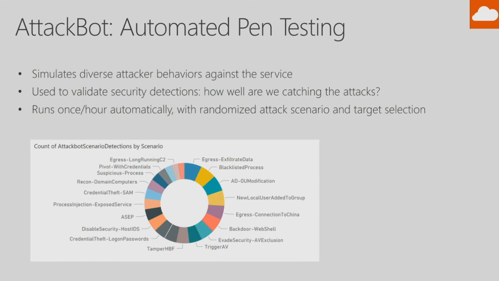AttackBot simulates the red team and finds new ways to attack the servers on a daily basis. We run AttackBot once an hour, and we simulate attacks on various different scenarios and different targets. And this is something directly from our service, from our data center. So you can see this is one of the AttackBot results. We run all kinds of attacks, like trying to run blacklisted processes, and trying to exfiltrate data. So continuously AttackBot is attacking the service.